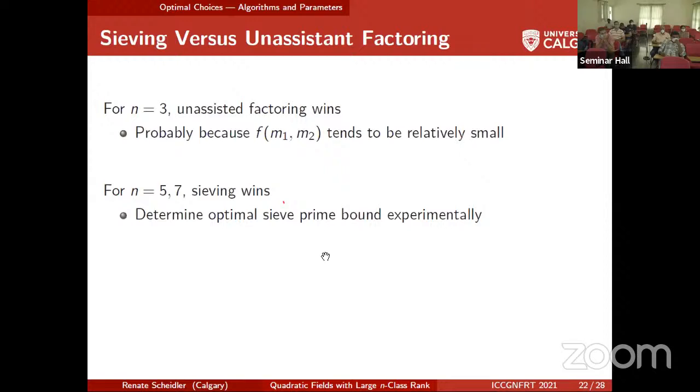For n equals 5 and 7, the sieving won. There the sieving started kicking in and actually yielded a faster factorization method than just unassisted factoring. And then the bizarre thing is, for n equals 11 and 13, the unassisted factoring won again. So sieving wasn't any good for that. We have no idea why. We thought that maybe as the n-class rank gets bigger, the sieving gets better and better, but no. This is something that we still need to look into and understand. Here, it's pretty clear why sieving doesn't work well. Here you can sort of imagine why it works well, but we have no idea why it didn't work for this one. So there are still things that we don't understand about this algorithm.